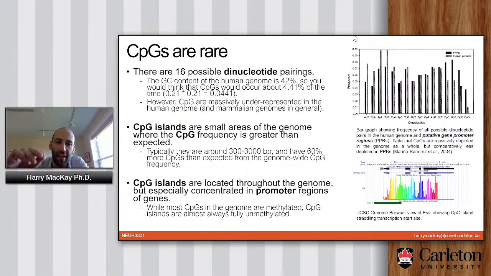But bear in mind that GC content is different from CpG content. GC content refers to just the raw numbers of Gs and Cs in any order. So for example, anything with either a C or a G in it contributes to the GC content, whereas CpGs refer very specifically to the dinucleotide pairing of a cytosine followed by a guanine.